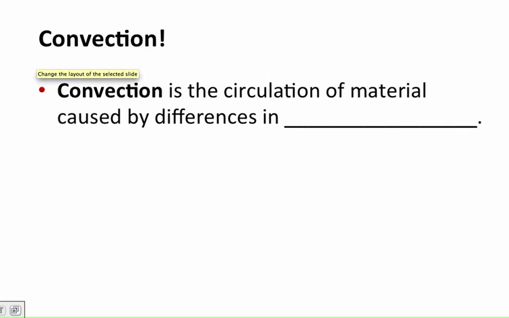So what is convection? I'm hoping that you've heard the word convection before. It is the circulation of material caused by a difference in density. Density, of course, talking about the mass of the material, heavier or lighter. Now, convection, you've seen in a few different places.